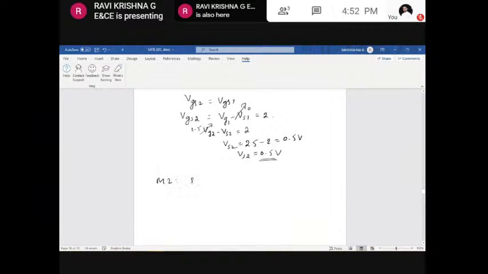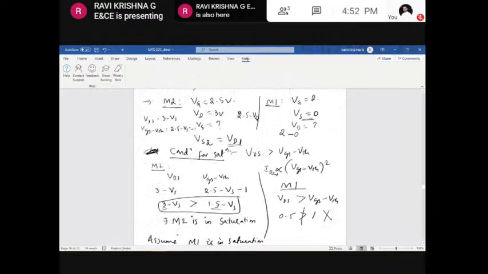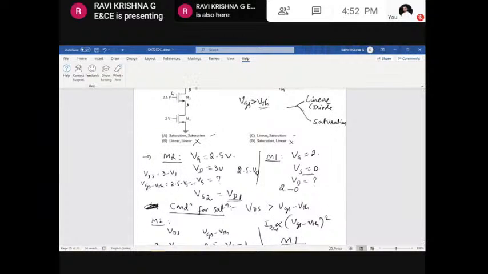M2 is in the saturation, and M1 is in the linear region, also called the triode region. So from these options, option A is not possible. Only option C is correct.